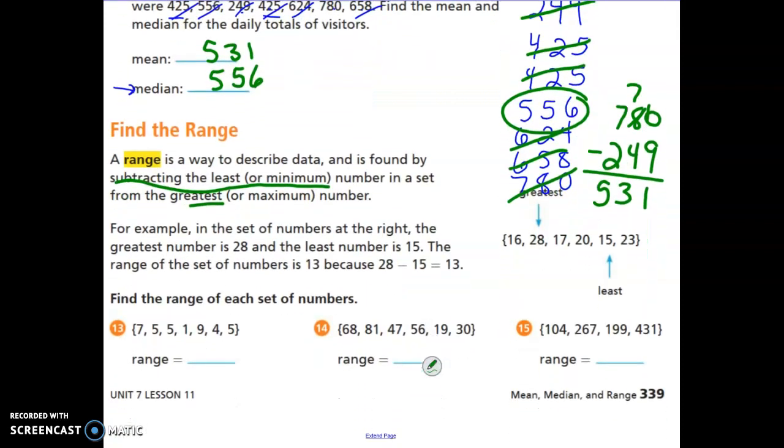All right, I would like for you to find the range for these 3. Remember, take the high one and subtract the low one. All right, I showed how you got the range in each of those, and the last one I just showed you the correct answer. Again, once you have the median done, you can just use your column from that one and subtract the low from the high.